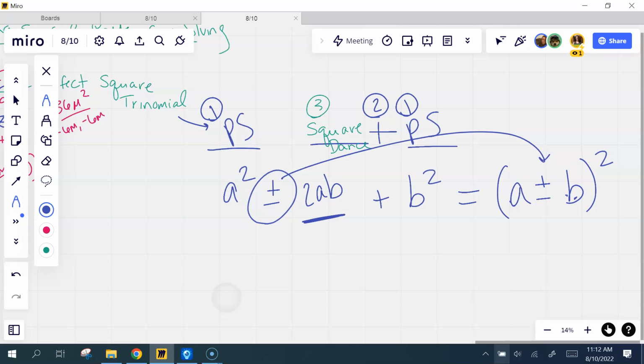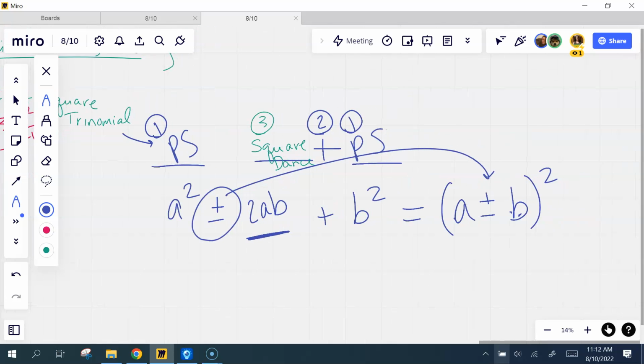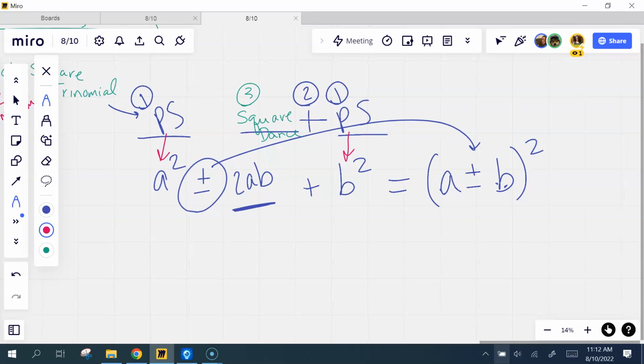That's what it looks like to start with. But the ends are perfect squares. It's just in variable form is all it is. The ends are perfect squares. The second sign is a plus, and then the middle is the product of the square roots of the ends doubled.